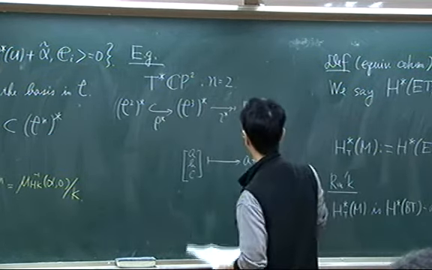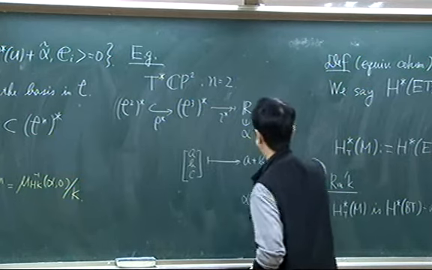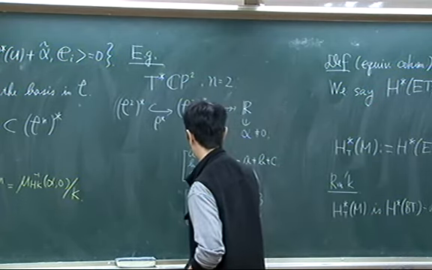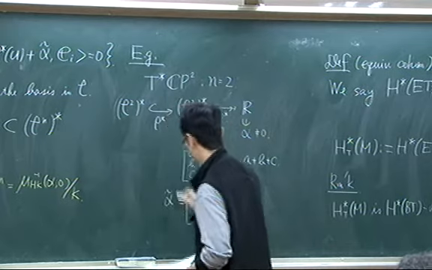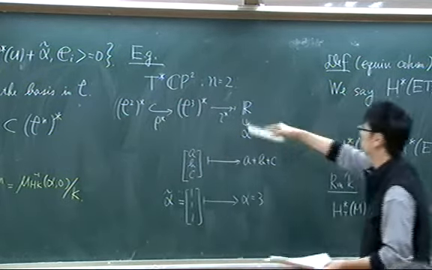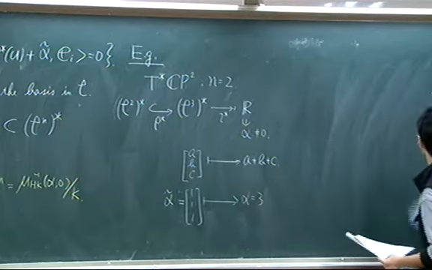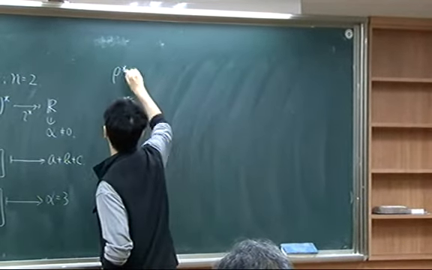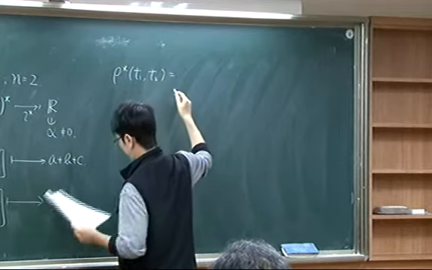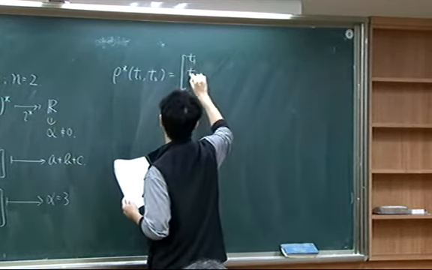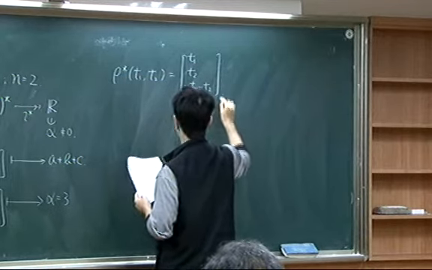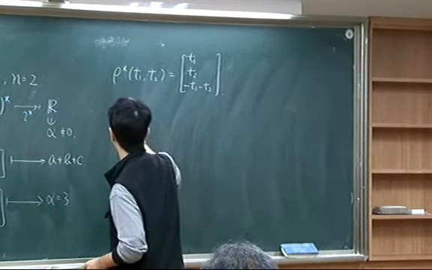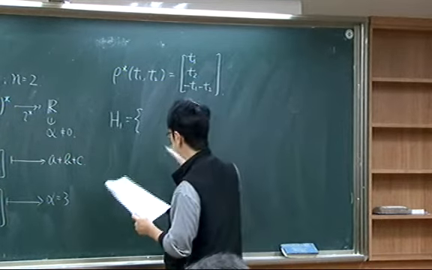Then, for example, if you take r equals 3 as a non-zero element, then we can take alpha tilde, for example, (1, 1, 1). This is alpha tilde. And also from these definitions, we see that rho star is this kind of map. And let's determine this H_1. H_1 is a set like this.